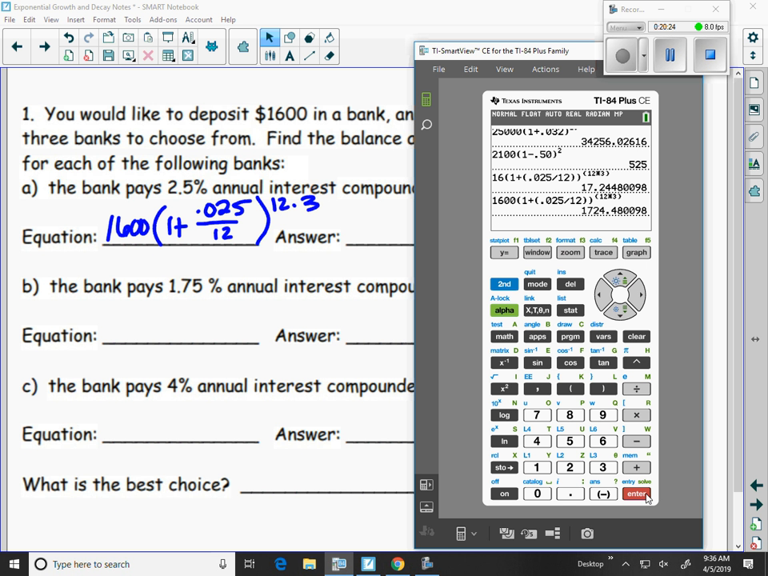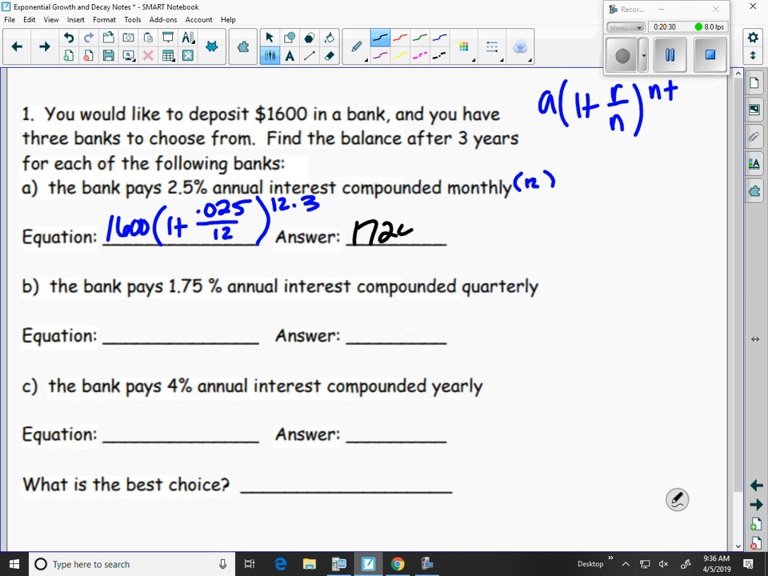All right, there we go. $1,724.48. Not bad, if you think about it. If you just put that $1,600 in a bank account, in 3 years you've made $124.48 just by putting it in a bank account. Not bad. Let's check bank B.